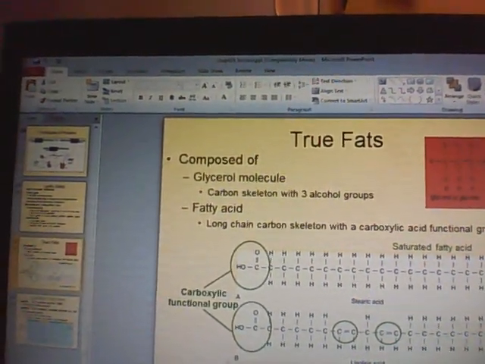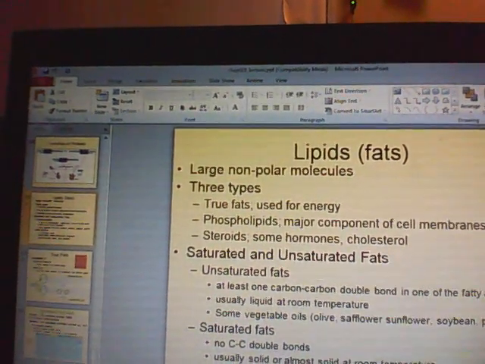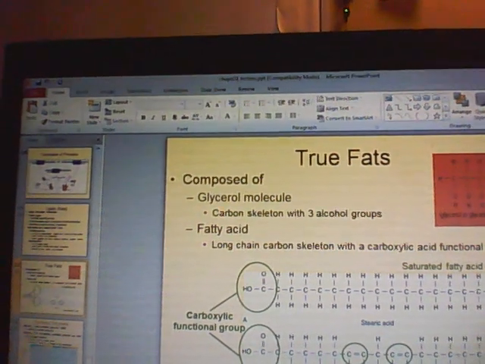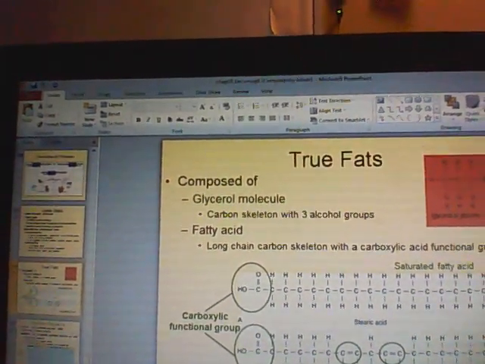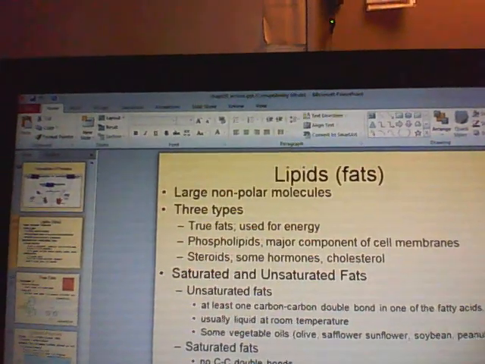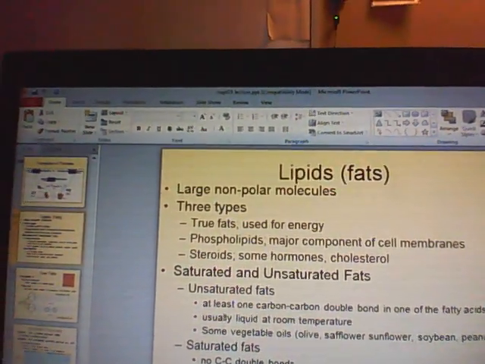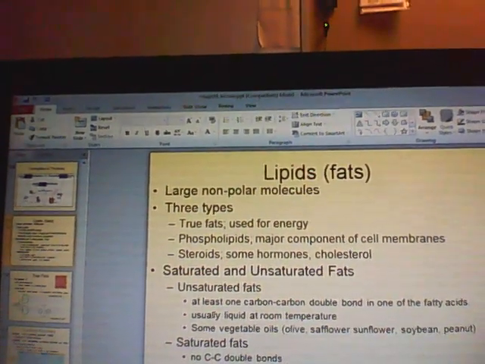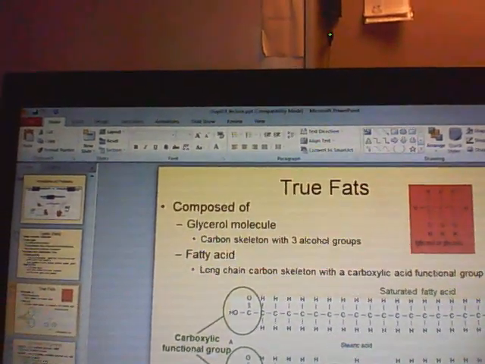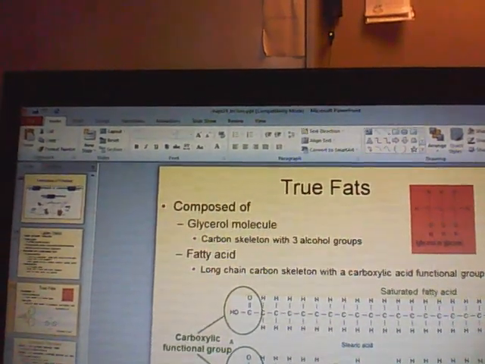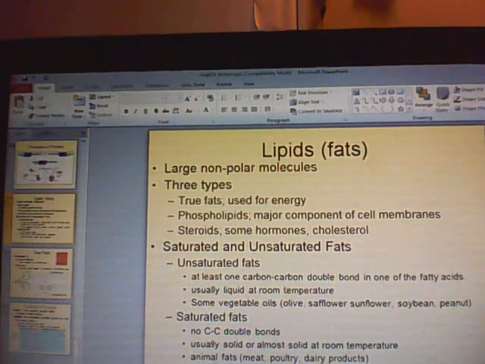So the monomer for a fat is a glycerol and a fatty acid. So there are 2 things that make up the monomer. You'll have a glycerol and a fatty acid, and then the polymers for fats turn out to be true fats, phospholipids, and steroids. All right, so I'll repeat that so it's not confusing, because everything we talked about, we had a monomer and a polymer. And so for fats, the monomer is glycerol and a fatty acid. The polymers are true fats, phospholipids, and steroids. So this is the only one where we had 3 polymers.